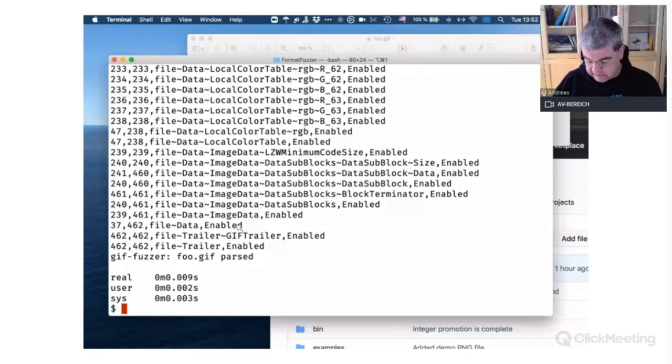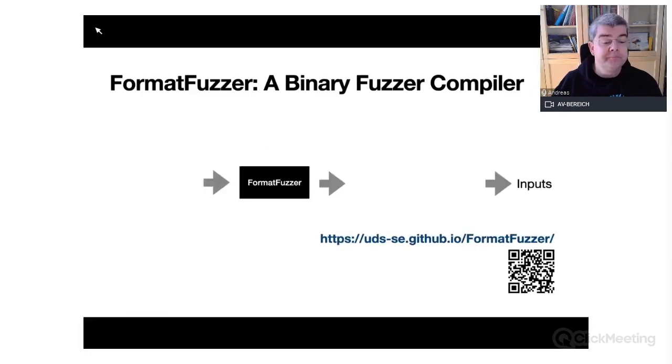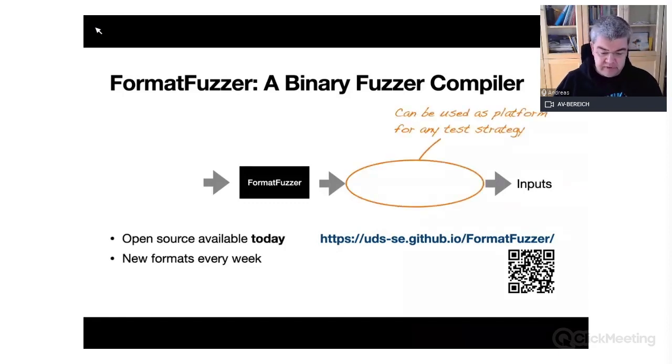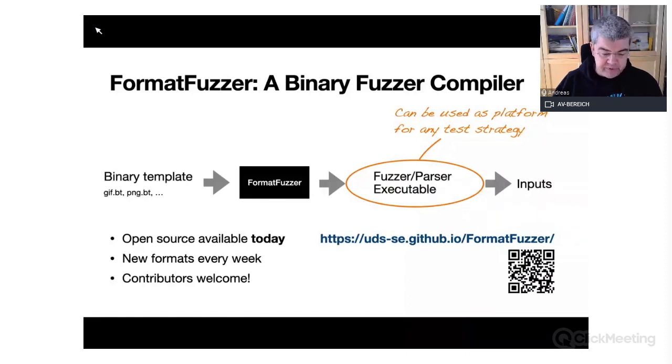If you go to the Slack, you'll find the annotated version of these slides, and this is also where you can find the fuzzer itself, or you can be extremely quick and simply take a screenshot of this and have a look at our repository. The fun part here is we're making this open source today. We want to release new formats every week. As soon as we have a dozen high quality formats available, we'll also announce this on a larger scale and make releases. And we are looking for contributors who will be happy to help us with providing more and more binary templates.